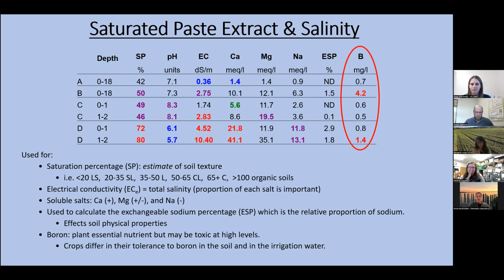And then boron is also an essential plant nutrient, and in many cases, boron fertilization is required. But it can also be toxic, and that's region dependent. Here in Yolo County, it's a big problem. In other areas, boron is very low. And this has a lot to do with the irrigation water. We tend to have high boron in our irrigation water.